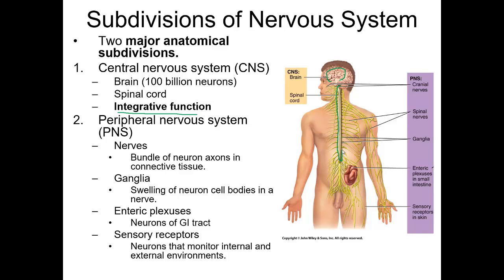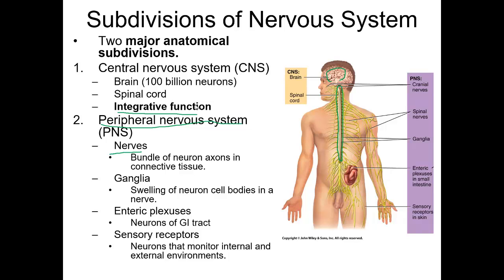We have two separate chapters for these two organs, for its structure and its physiology. The peripheral nervous system is basically anything that is not the brain and the spinal cord. So the peripheral nervous system consists of nerves that originate from the brain, nerves that originate from the spinal cord.